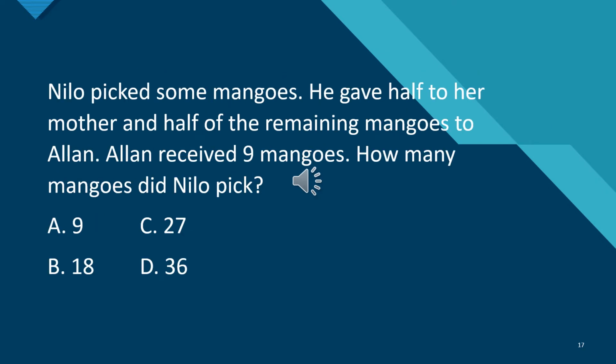Next problem, it says here, Nilo picked some mangoes. He gave half to his mother and half of the remaining mangoes to Alan. Alan received 9 mangoes. How many mangoes did Nilo pick? The choices are A, 9, B, 18, C, 27, and D, 36.